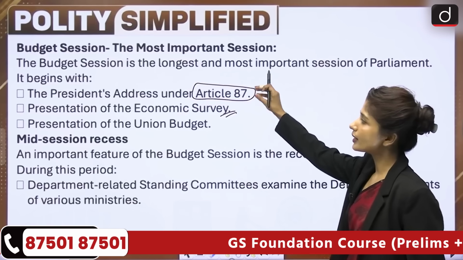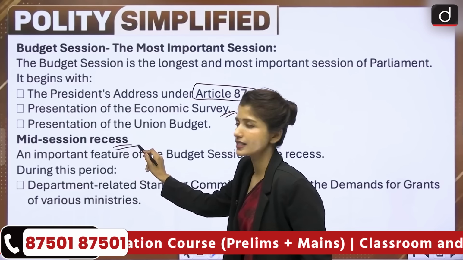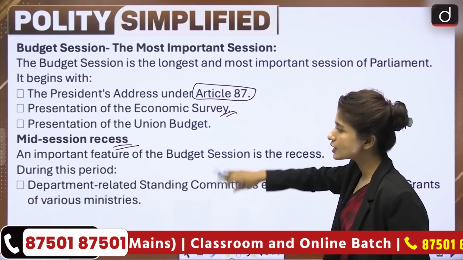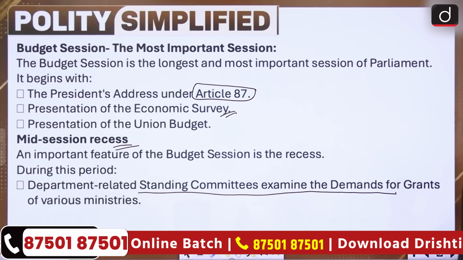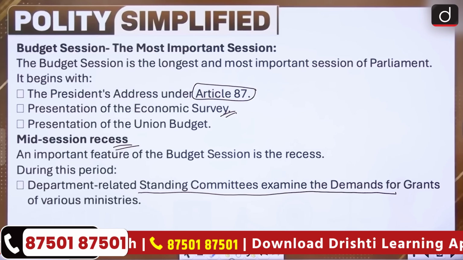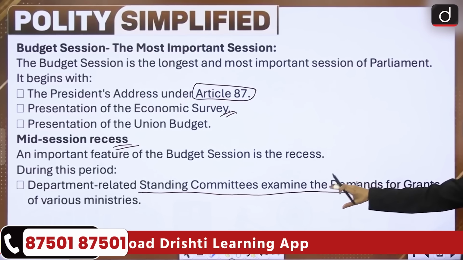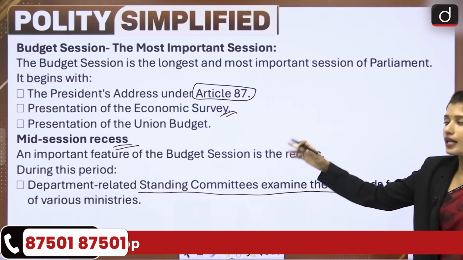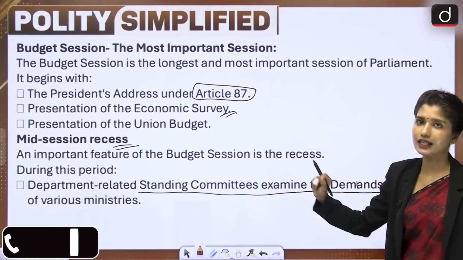Now there is a very important feature of the budget session, which is the mid-session recess. During this period, department-related standing committees examine the demands for grants of various ministries. What does that mean? That simply means that the department-related standing committees carefully study how much money each ministry has asked for and where they would spend it. Then they present their reports to Parliament. This helps Parliament to examine and scrutinize government expenditure in detail.